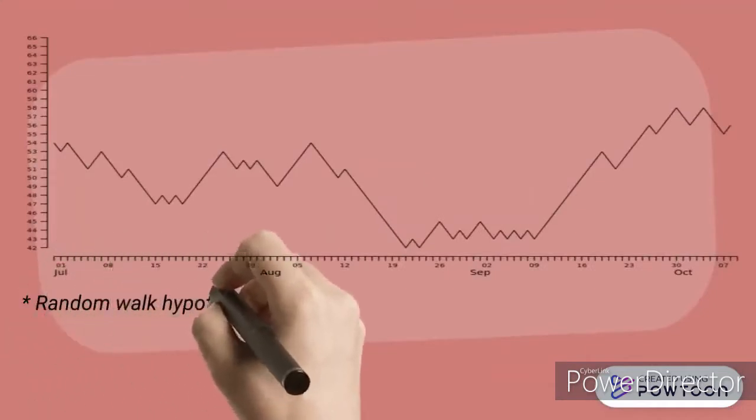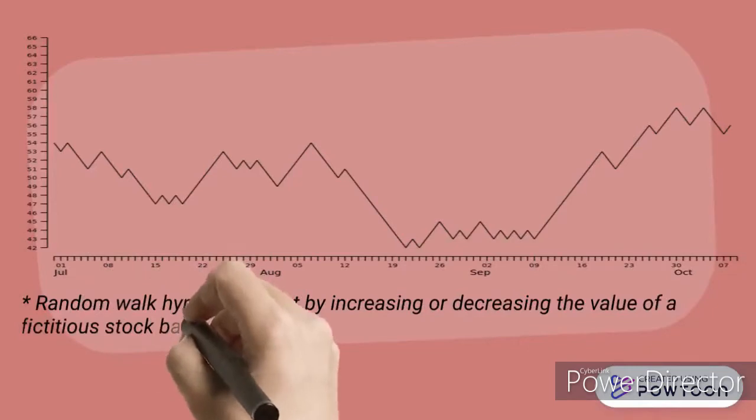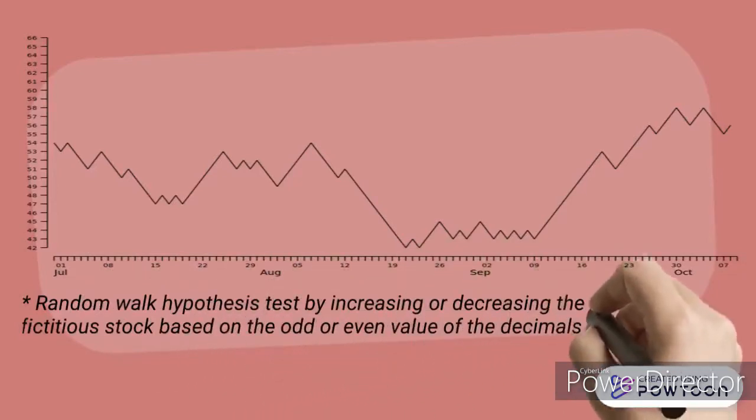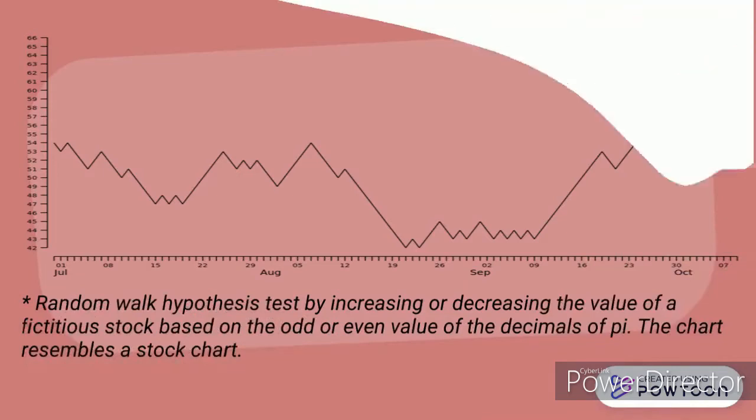Next, this chart shows a random walk hypothesis test by increasing or decreasing the value of a fictitious stock based on the odd or even value of the decimals of pi. The chart resembles a stock chart.